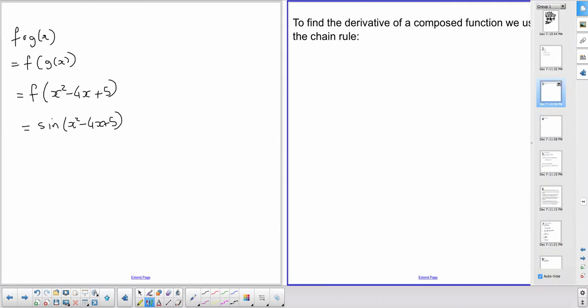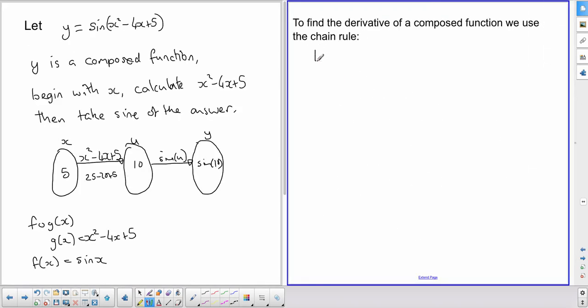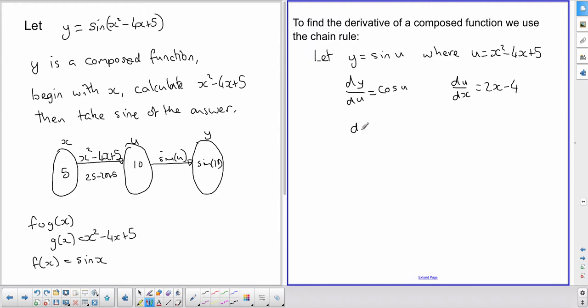5. So let's do a quick review of taking the derivative of a composed function. Suppose we consider y equals sine of x squared minus 4x plus 5. Then we generally set y as a function of u, in this case y equals sine u, where u is x squared minus 4x plus 5. dy by du is cos u, du by dx is 2x minus 4. So for dy by dx, the chain rule says take the product.